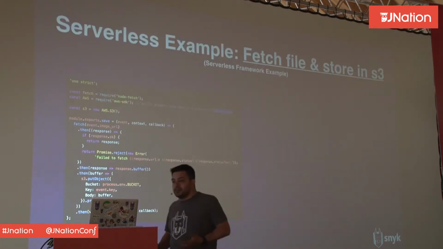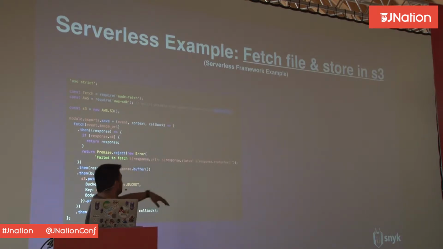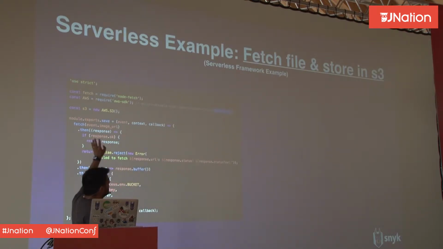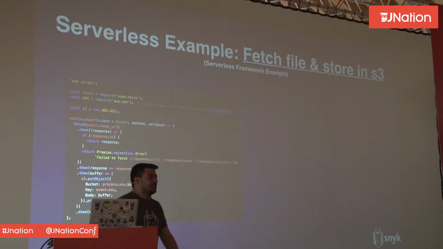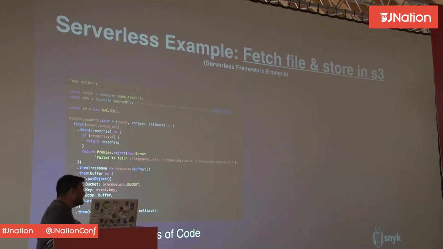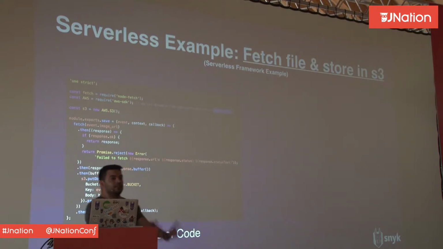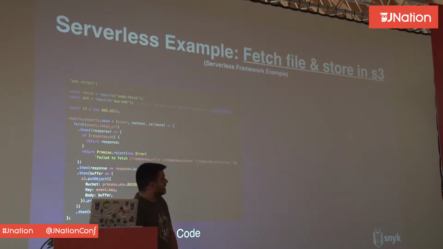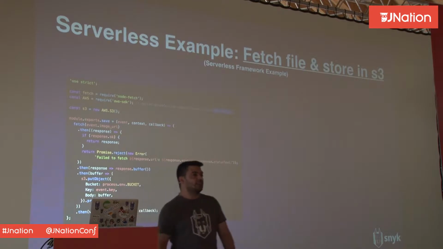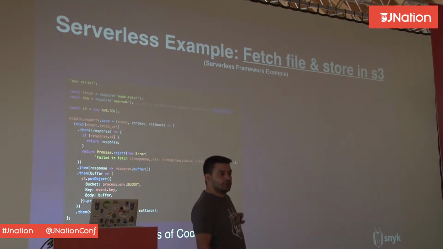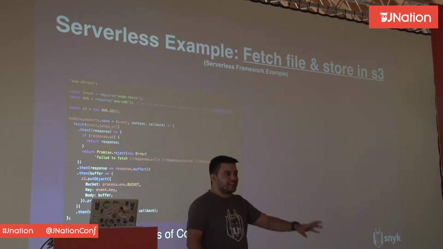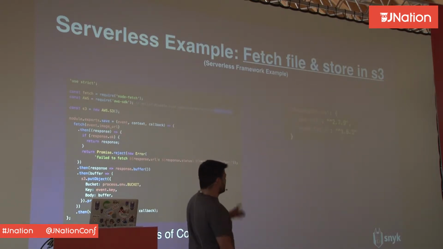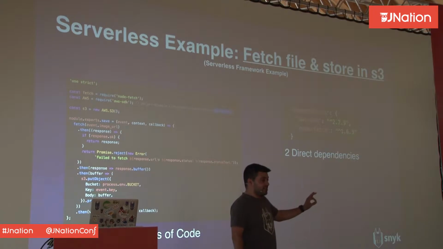I'm going to give you an example of this. You don't need to read the code, it's just a simple serverless application which grabs a file and stores it in Amazon's S3. Very, very simple. Here we have 19 lines of code, which is code that the developer has written themselves. Any guesses on how many direct dependencies this code pulls in? 20? 11, only actually two direct dependencies.